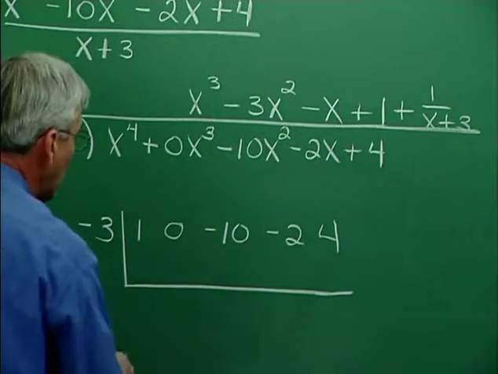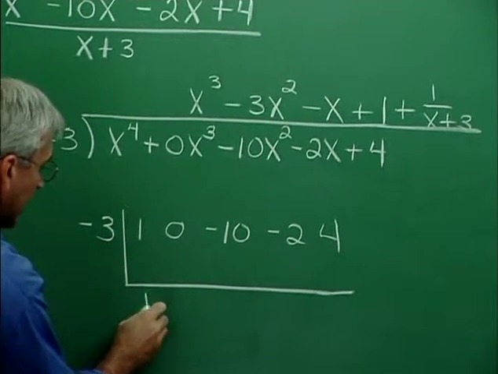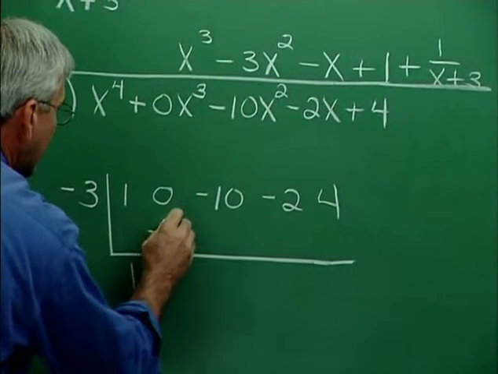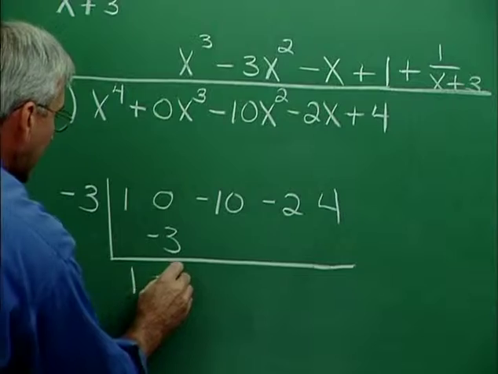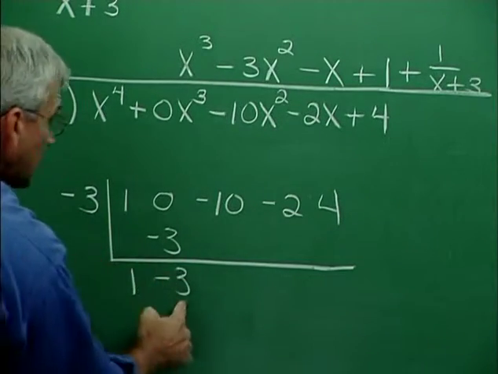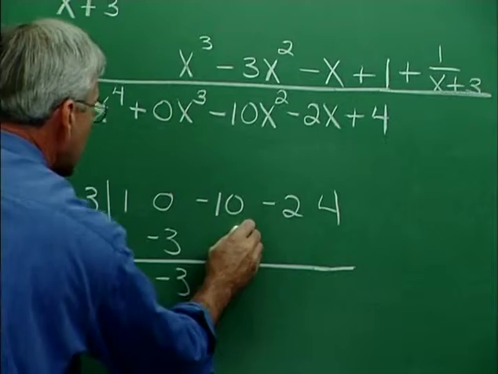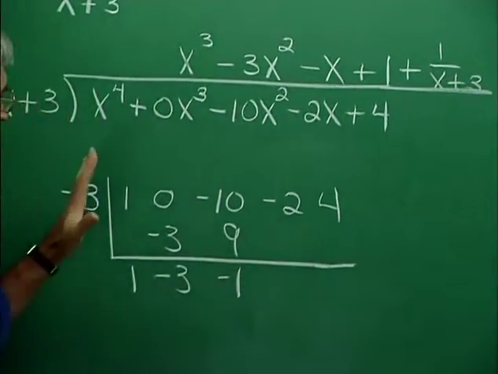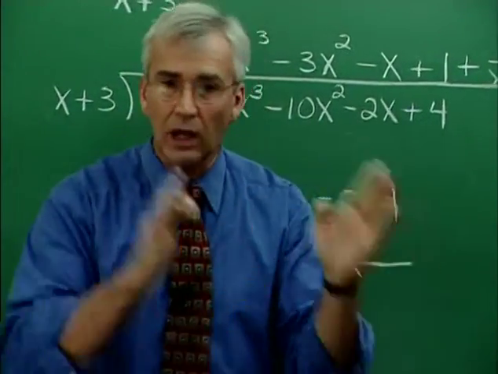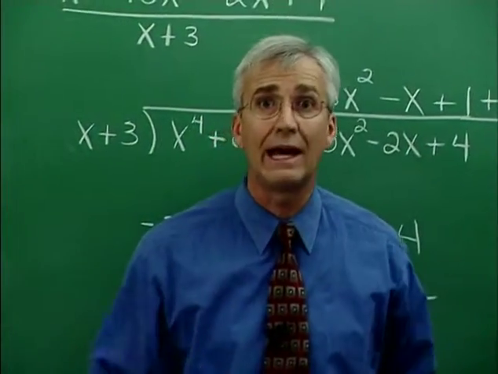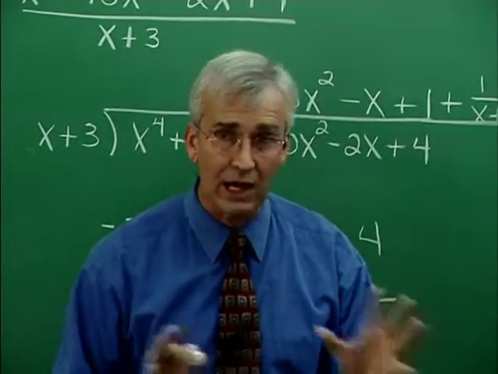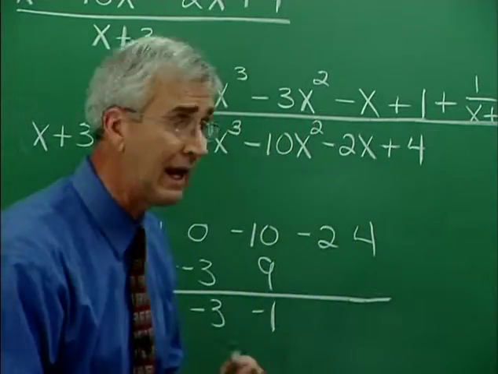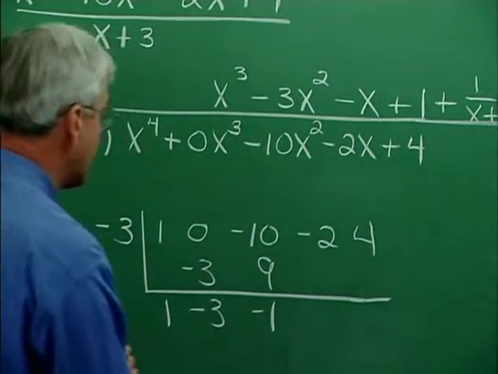Now, here's how the process works. Take this first entry and just bring it down. And then multiply -3 times 1 to get -3. And then add these two to get -3. And then multiply these two. -3 times -3 is 9. And then add those two to get -1. And then multiply. What we're doing here is multiplying, adding, multiplying, adding, multiplying, adding, rather than divide, subtract, divide, subtract, divide, subtract. So we're using the easier operations of multiplication and addition, and we can go through this process very quickly.